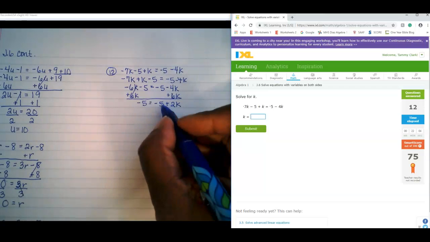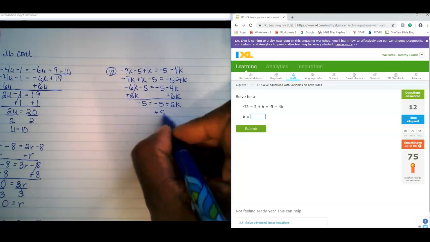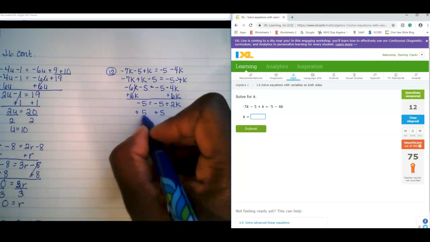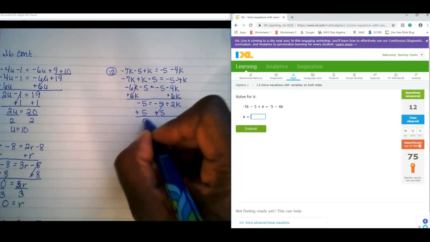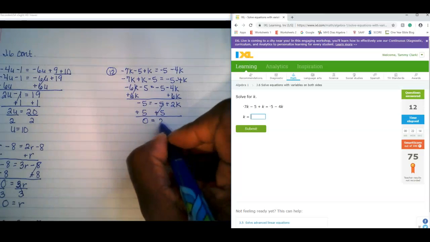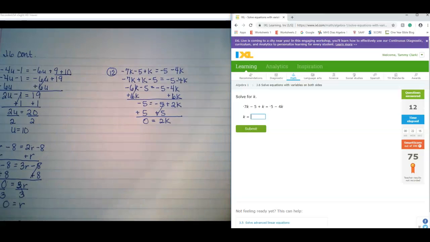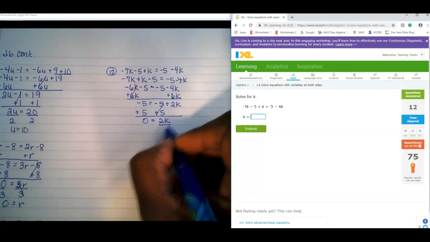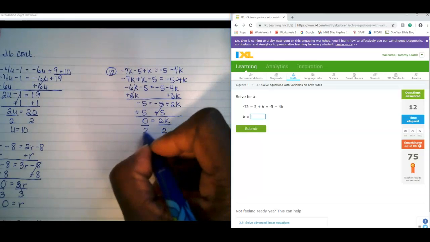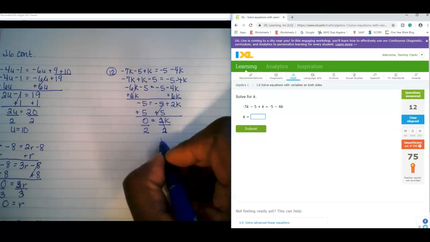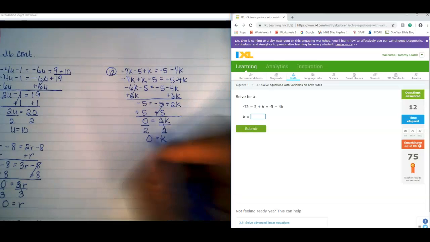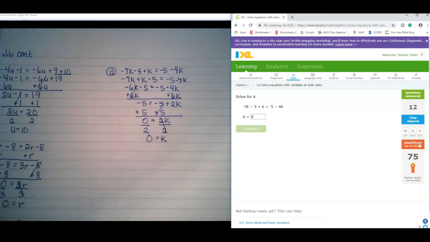And now we're going to add 5 to both sides of the equation. And negative 5 plus 5 equals 0. And then we have 2k on the right side of the equation. We're going to divide both sides of the equation by 2. 2k divided by 2 leaves us with a positive k. 0 divided by 2 leaves us with 0.